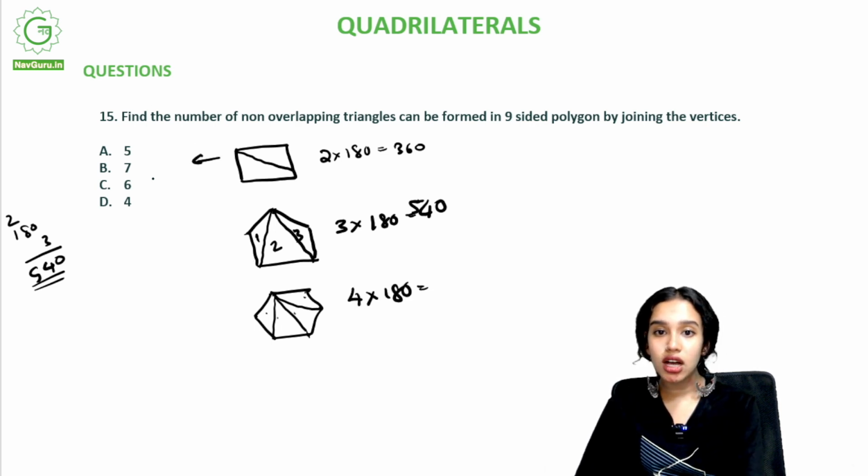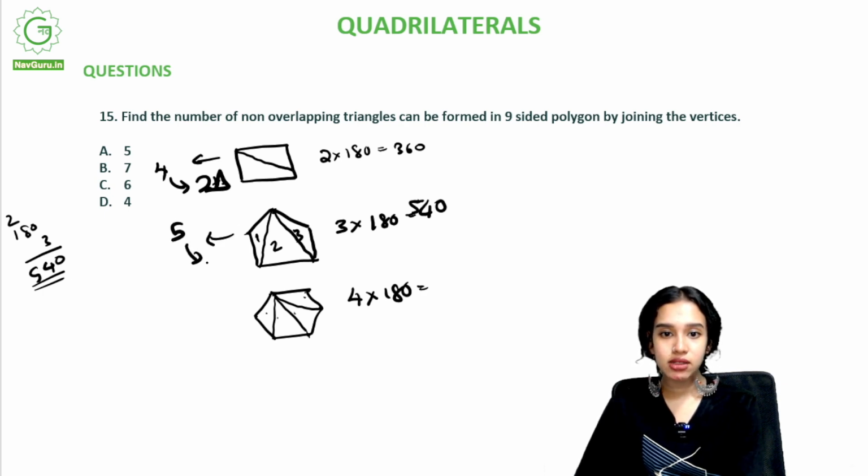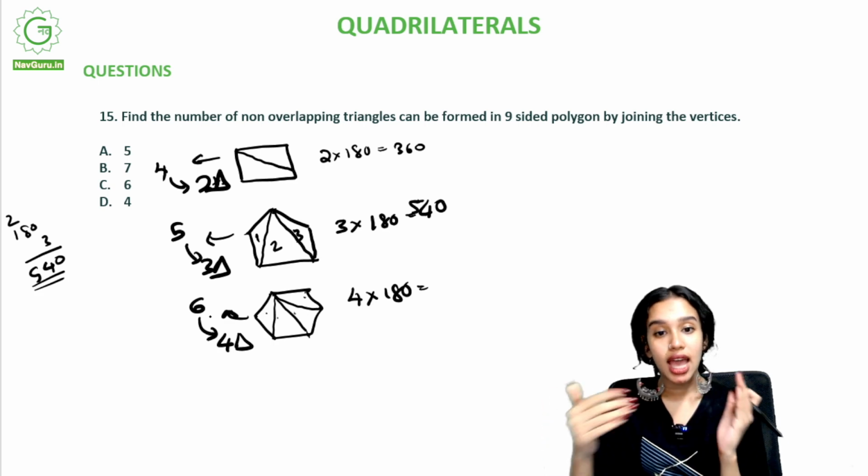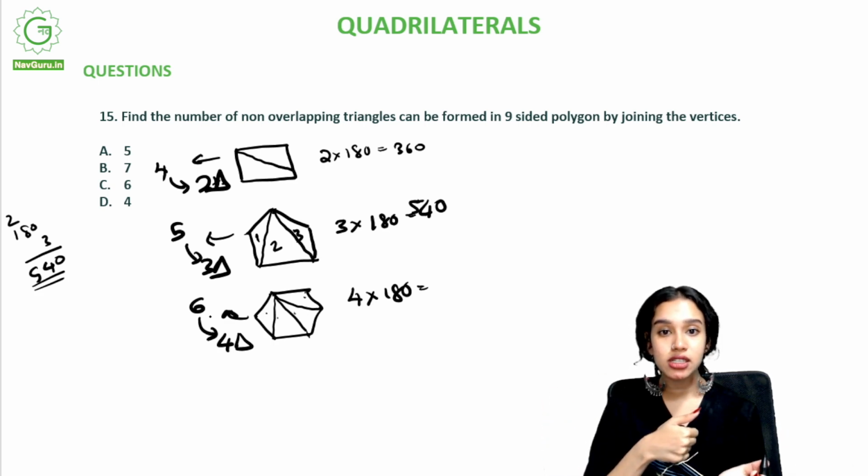So for a quadrilateral, we got 2 triangles. For a pentagon, 5 sides, we got 3 triangles. And for a hexagon, we got 4 triangles. So what is the relationship between the polygon and the number of non-overlapping triangles?